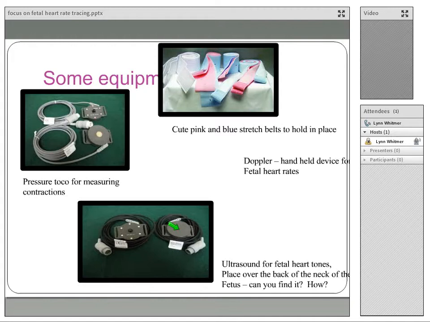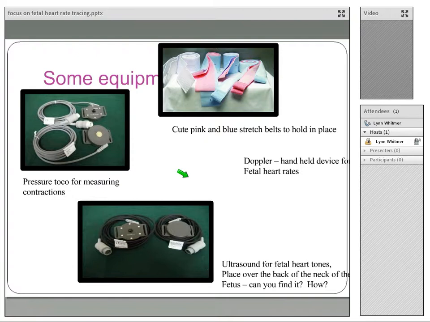These are the pink and blue straps that we use. You can make a little bit of a game of it. They are like a Velcro-y, stretchy belt that goes around a woman's abdomen. One goes under these belts, one goes under these belts, and you need to place them snugly around her abdomen so you can pick up the sounds and movements. If you don't have it snug enough, we're not going to get accurate spacing of the contractions, and you may not pick up an accurate fetal heart rate. What you will be picking up are placental sounds, and that's not what you want.